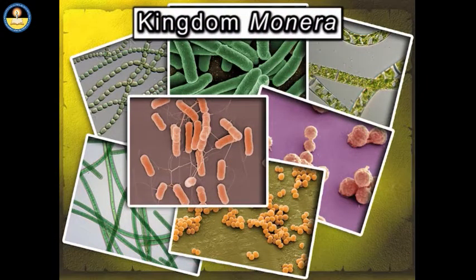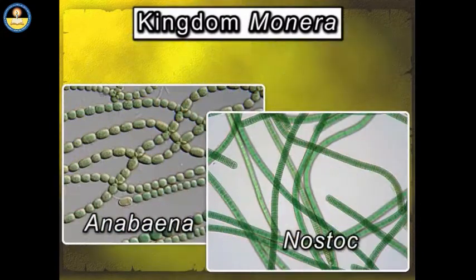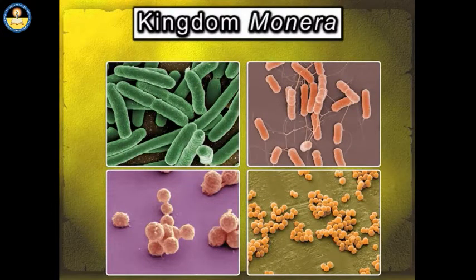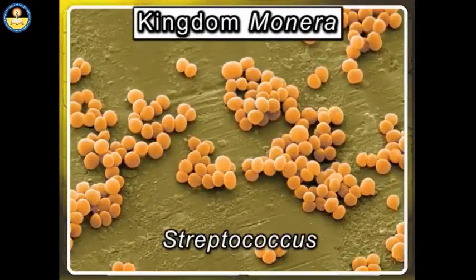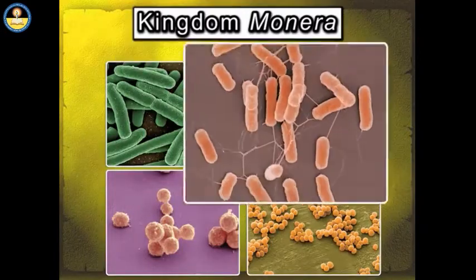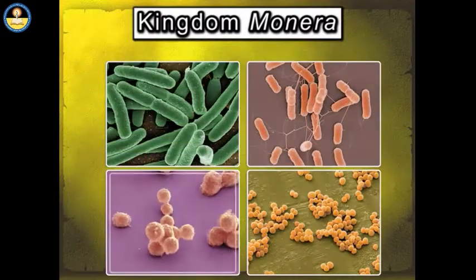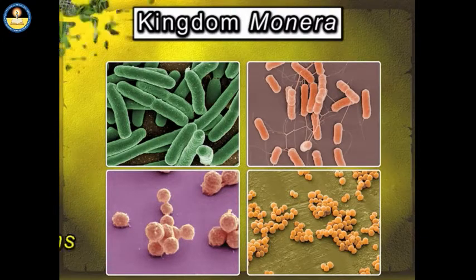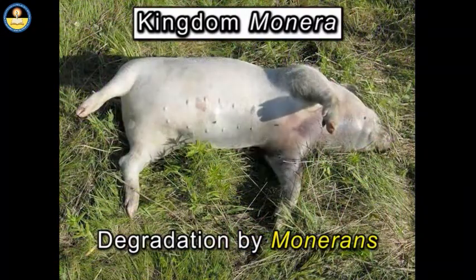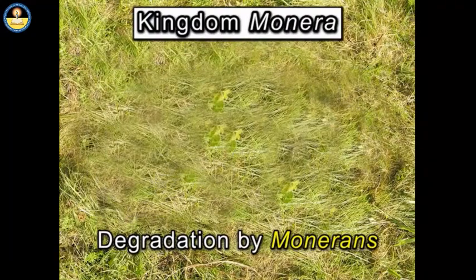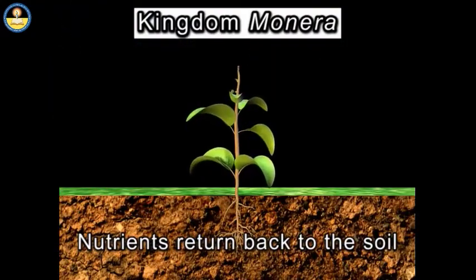Here you see some more members of kingdom Monera. Anabaena and Nostoc represent a group of cyanobacteria, which is commonly known as blue-green algae. Here are some more members from the bacterial world: Streptococcus, E. coli, Mycoplasma, etc. One of the main benefits of bacteria is that they are the major decomposers of dead plants and animals. This returns atoms from these dead plants and animals into ecosystems where they can be used once again.